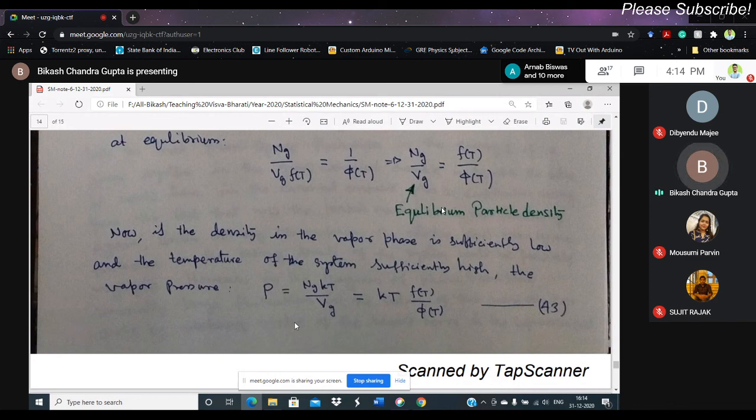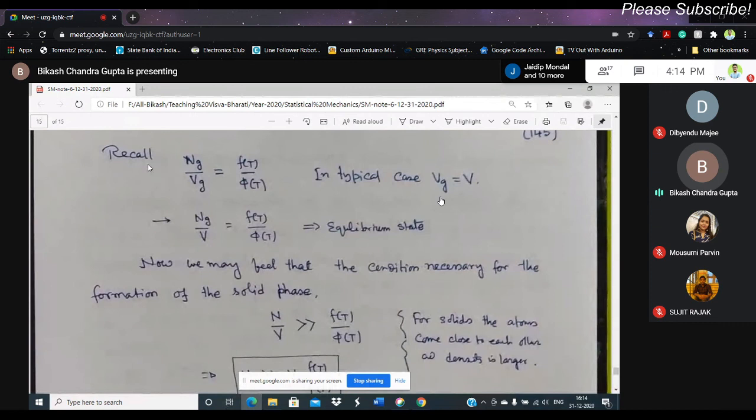Yeah. So this is a simple expression, and therefore you write NG by VG is basically this, so KT FT by phi T. Anyway. Now again, we recall NG by VG equals FT by phi T. In typical cases, as I said, VG we generally write as V, right? Then NG by V is FT by phi T in the equilibrium state.